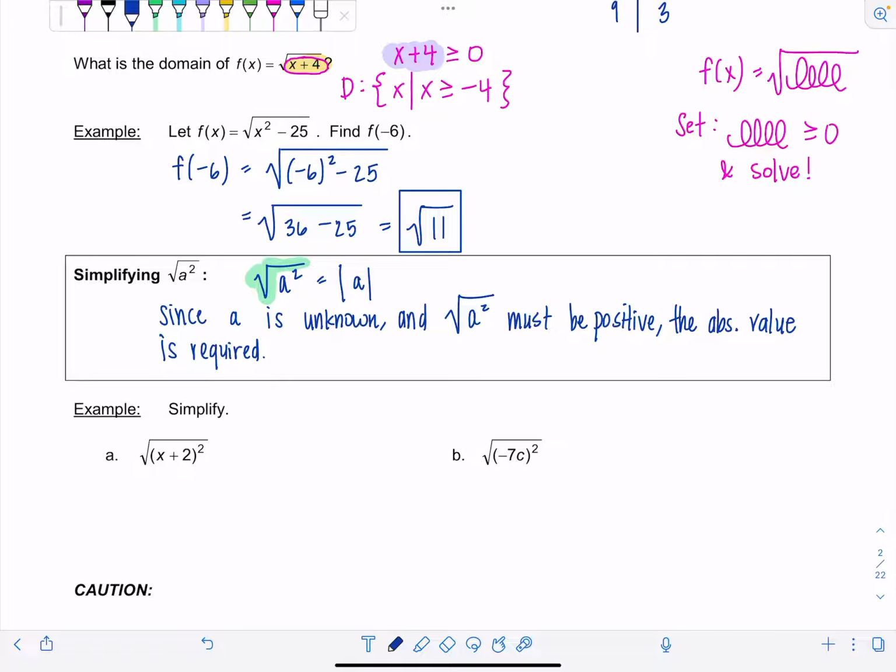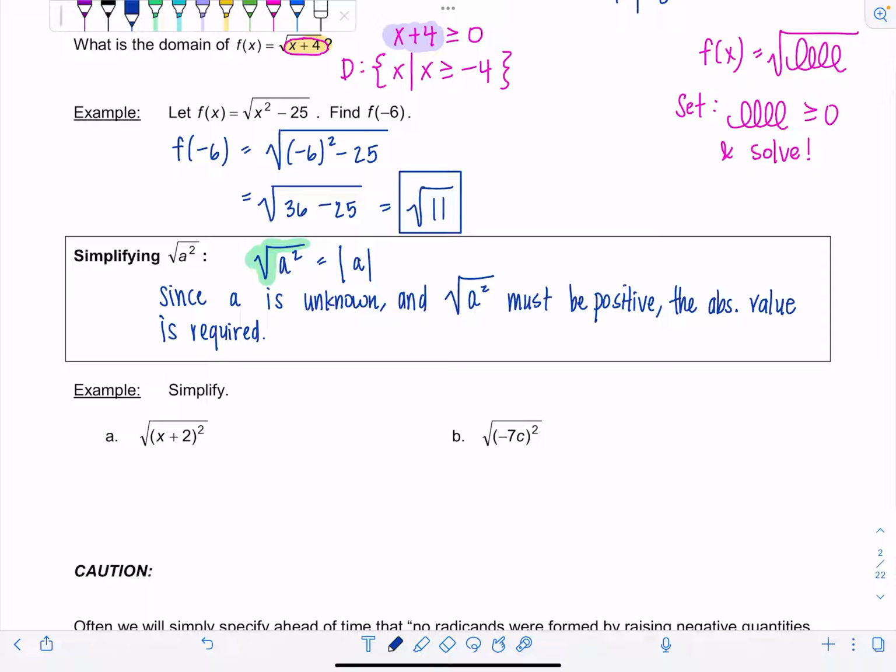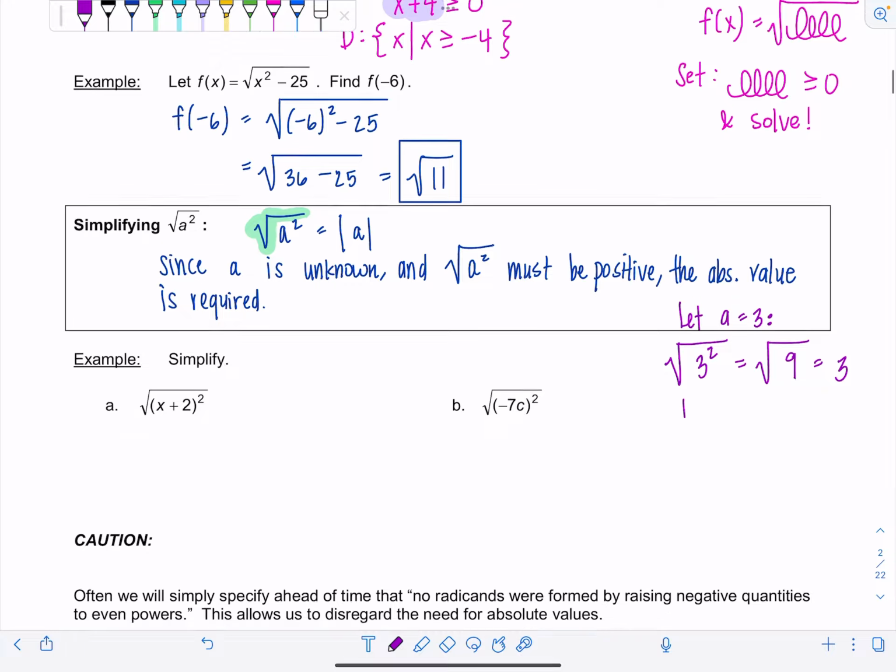Let me give you an example, okay? Say I let a equal 3, and then I want to figure out what is the square root of a squared. So what is the square root of 3 squared? Well, it would be the square root of 9, which is 3. Now, what if I let a equal negative 3? Well, the square root of negative 3 squared is the square root of 9, which is 3 again. So notice, if a is positive, the result is positive. However, when a is negative, the result is positive. So regardless of if a is negative or positive, the result from taking the square root of a squared is that you always get a positive number.